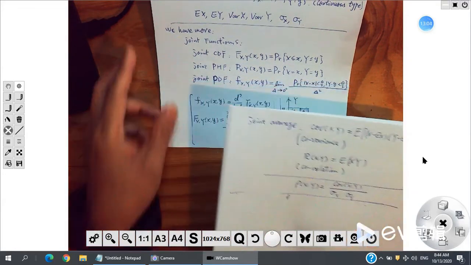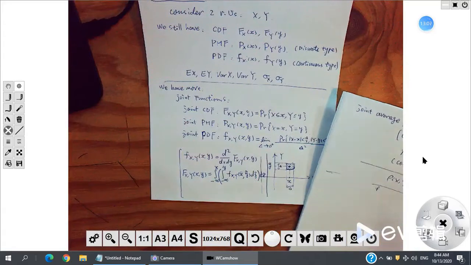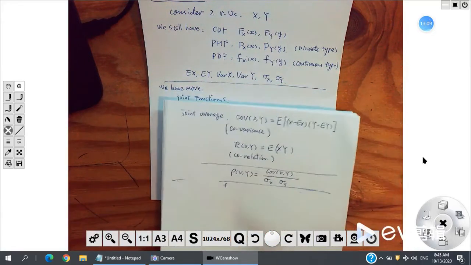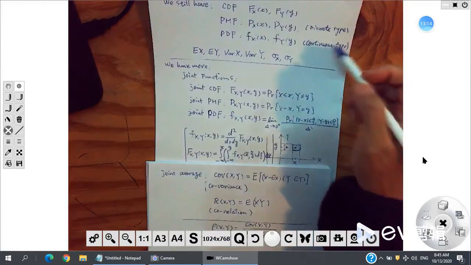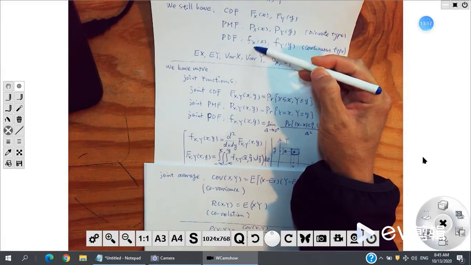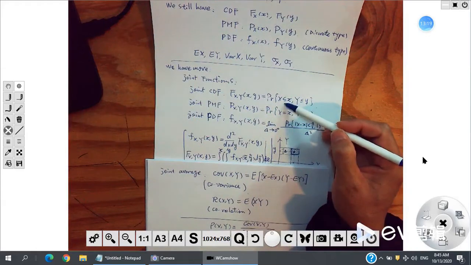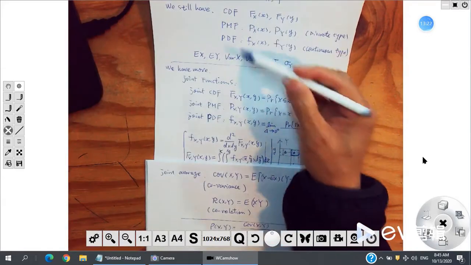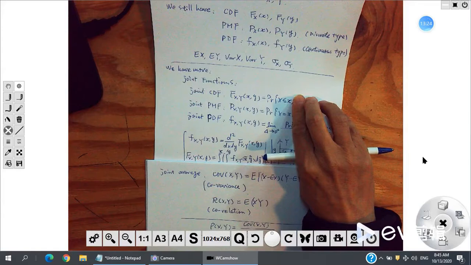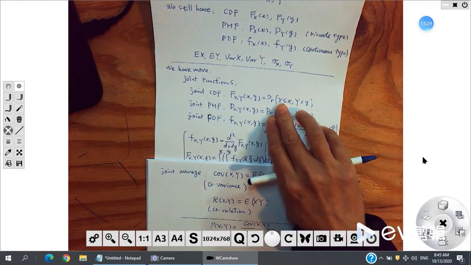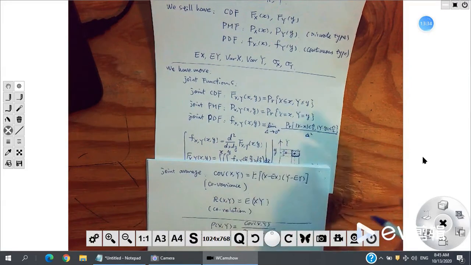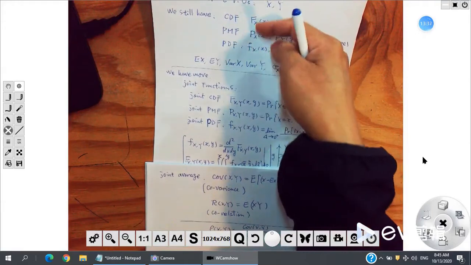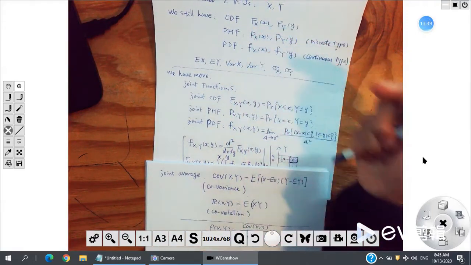Now we study some examples to see what happens for these things. Actually, the concept is not new. These are old concepts, and this one is a kind of generalization. For the CDF, if you only have x, you have capital X less than x. Now you have x and y, so you need both. This is also both. So it's a generalization of the single variable case.